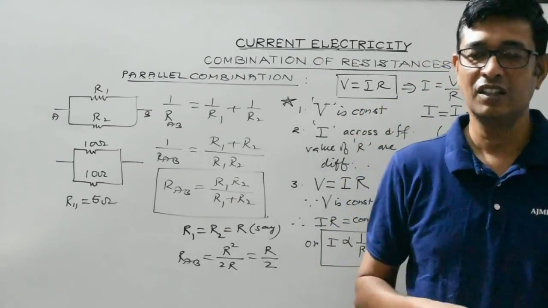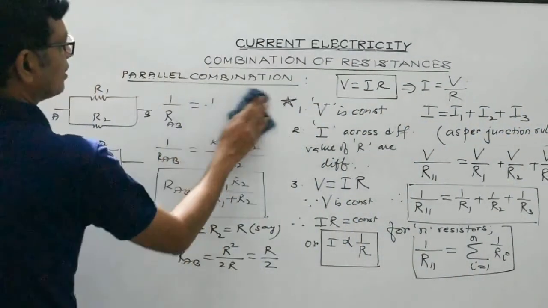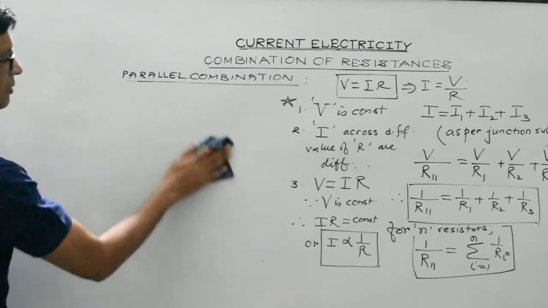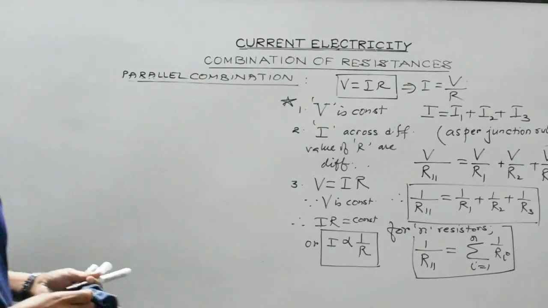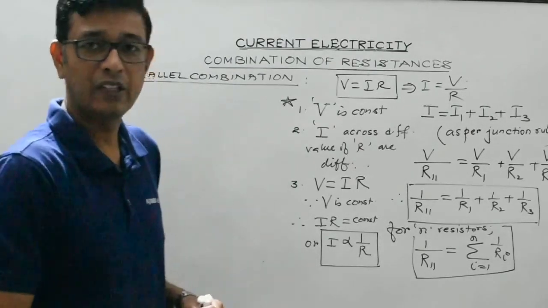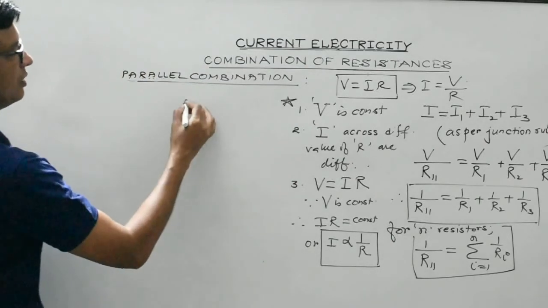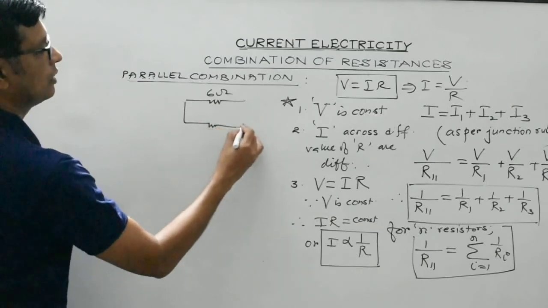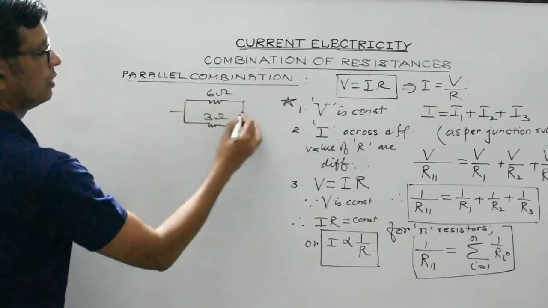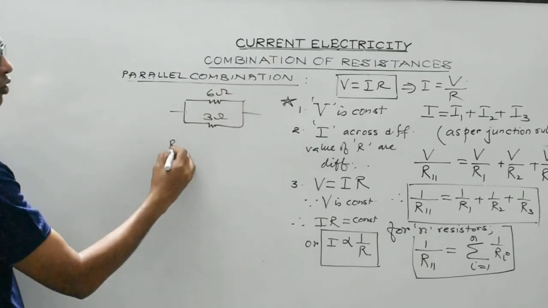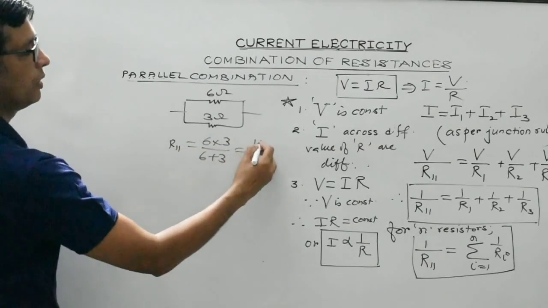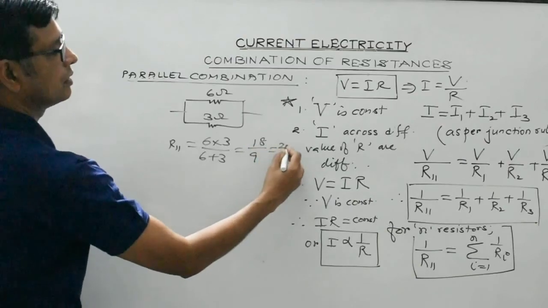Clear, students? So let's try some other questions. Just to speed up the calculations, these are some important tricks which you need to use while doing numericals based on the combination of resistances. Suppose this is 6 ohm and this is 3 ohm. They are connected in parallel, isn't it? What will be their result? 6 into 3 divided by 6 plus 3. It will be 18 by 9, that is 2 ohm.